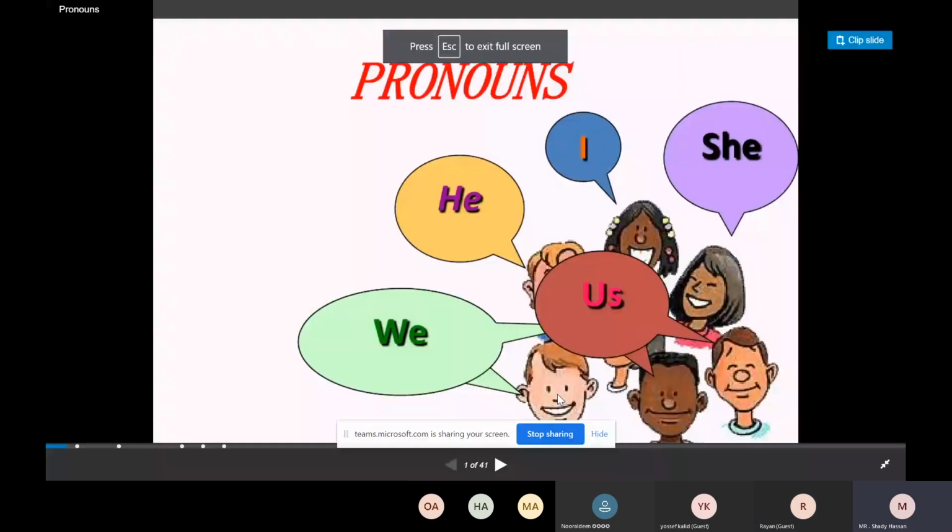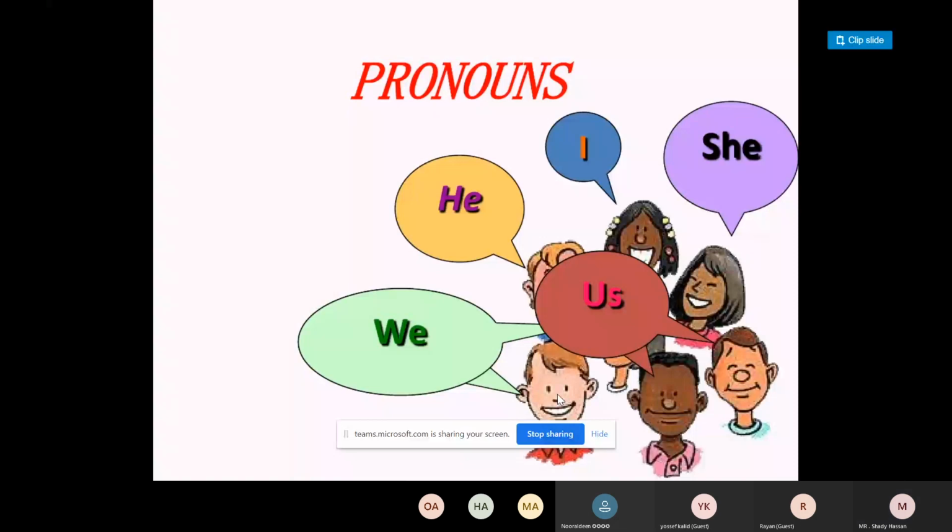Our page for today talks about pronouns. Before we start, we'd like to know what pronouns are. If you've got any idea about pronouns, just tell me. What are pronouns?